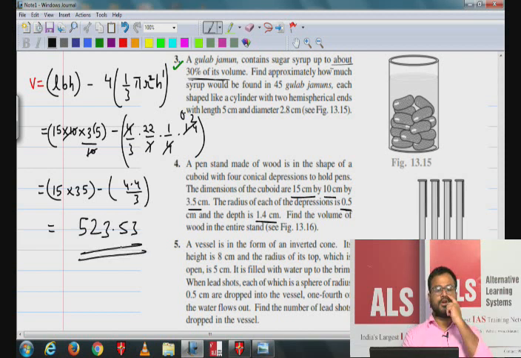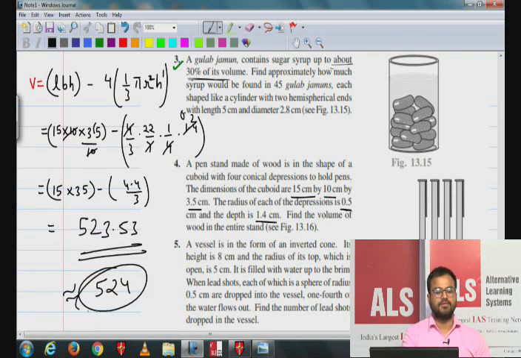This is going to be the volume, and if we have to convert it into the nearest centimeter cube, you can say approximately it is 524.